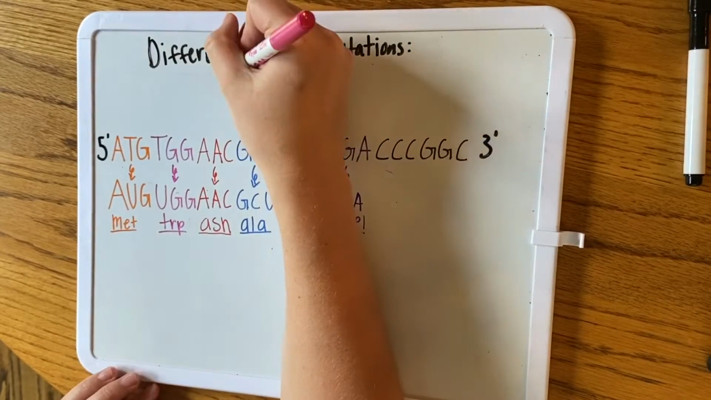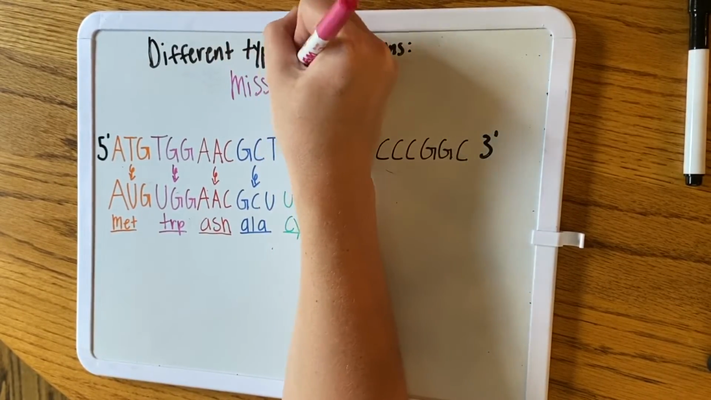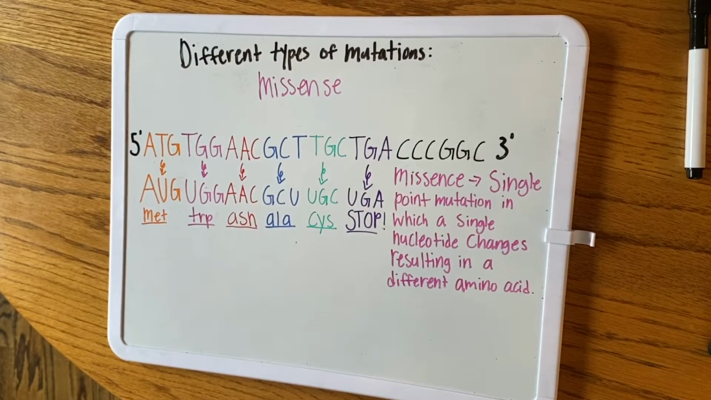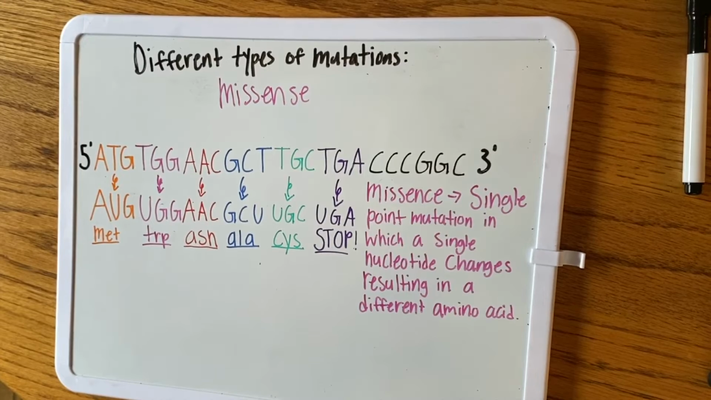The first type of mutation we will look at today is missense. Missense is a single point mutation in which a single nucleotide changes, resulting in a different amino acid. The top strand seen here is the DNA sequence that we will be comparing to the mutant strand to illustrate these mutations. The middle strand is the mRNA and the bottom is the amino acids.